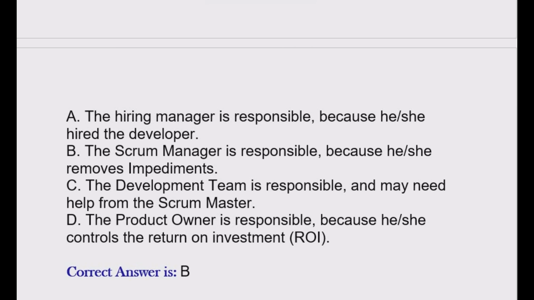Option C, the development team is responsible and may need help from the Scrum Master. Option D, the product owner is responsible because he or she controls the return on investment, ROI. Correct answer is option B.